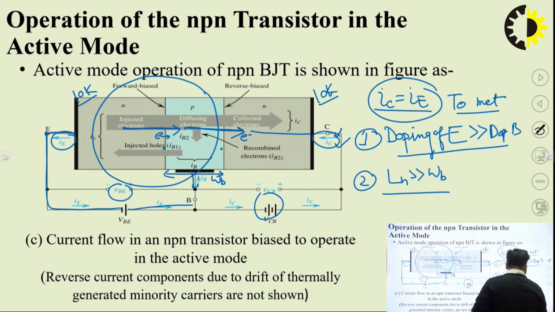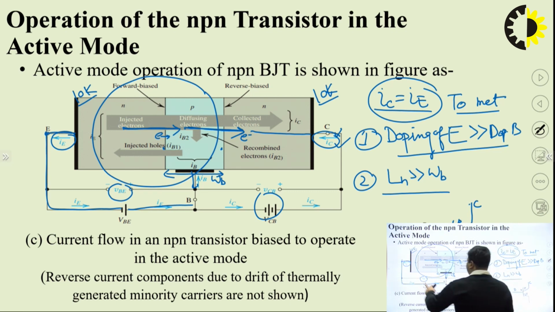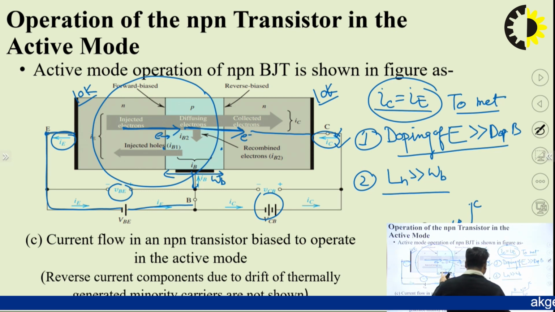If we draw the circuit diagram for the common base configuration, this is an NPN transistor: N, P, N. This is the collector, this is the emitter, and this is the base. The emitter base junction is forward biased. I am just drawing the circuit: the positive terminal is connected to the base and the negative terminal is connected to the emitter.